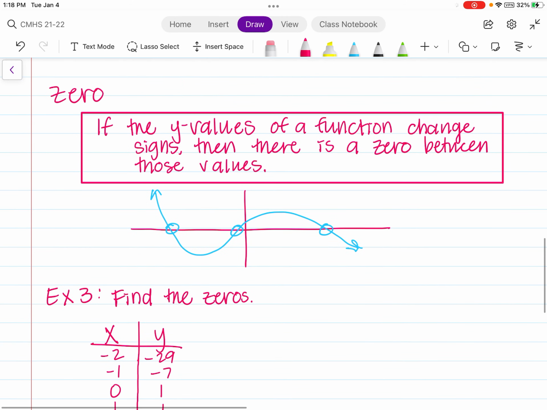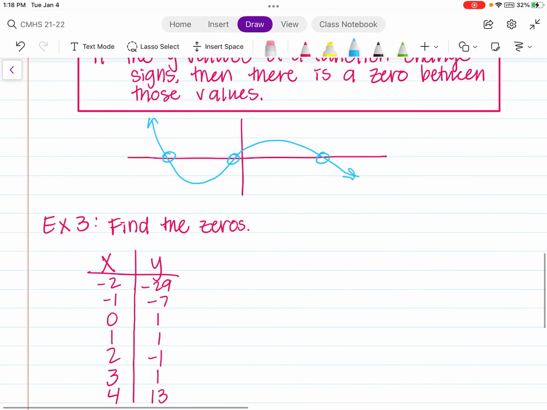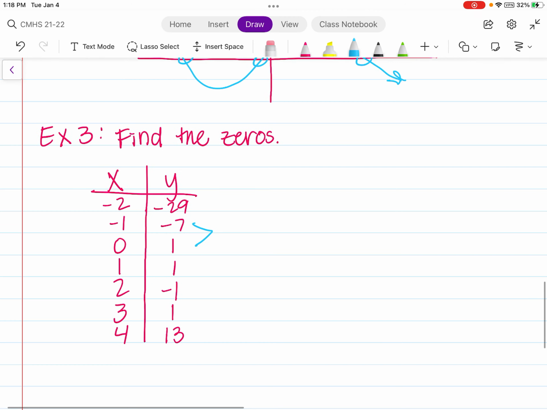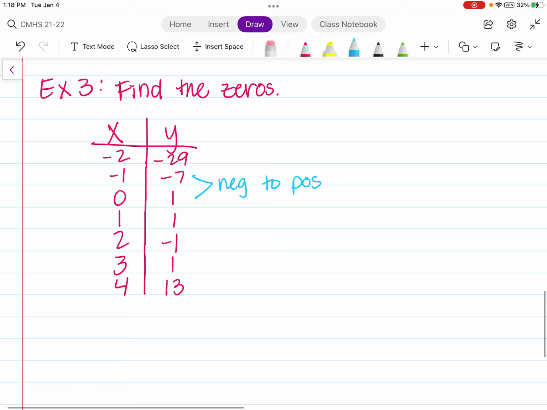So let's look at our rule again. When the y values of a function change signs, then there is a 0 between those values. So -29, we start negative. Whenever we change to positive, there's a 0 there. So -29, -7, +1, okay, right here we changed negative to positive. So there's a 0 between -1 and 0 somewhere. We can't be sure because we're just given a chart, we can't really see what the function looks like. So we don't know where exactly it crosses, but it's between -1 and 0 on the x.